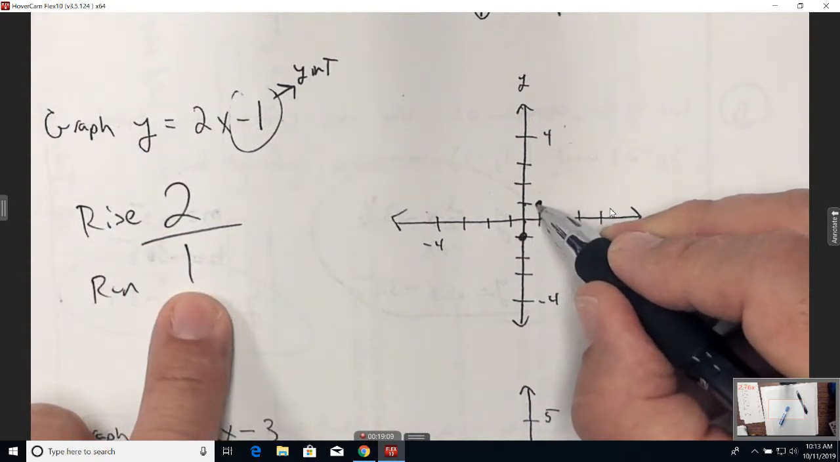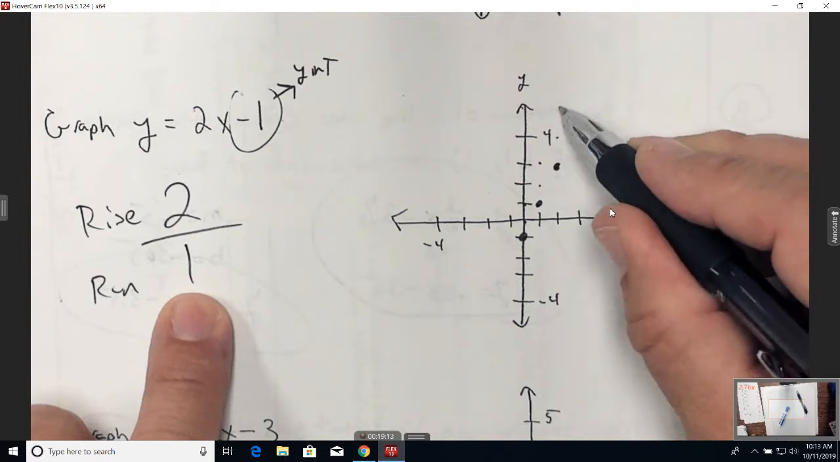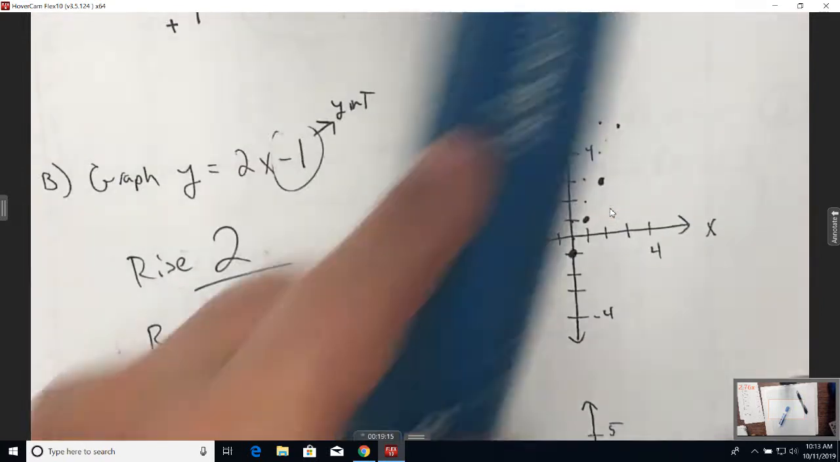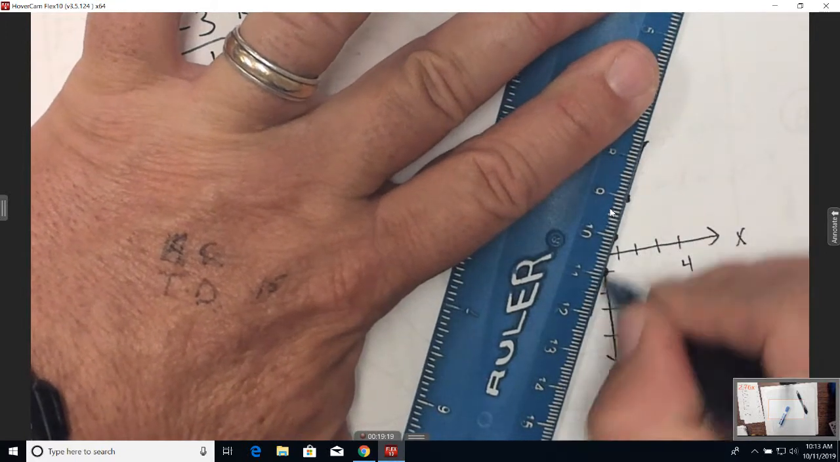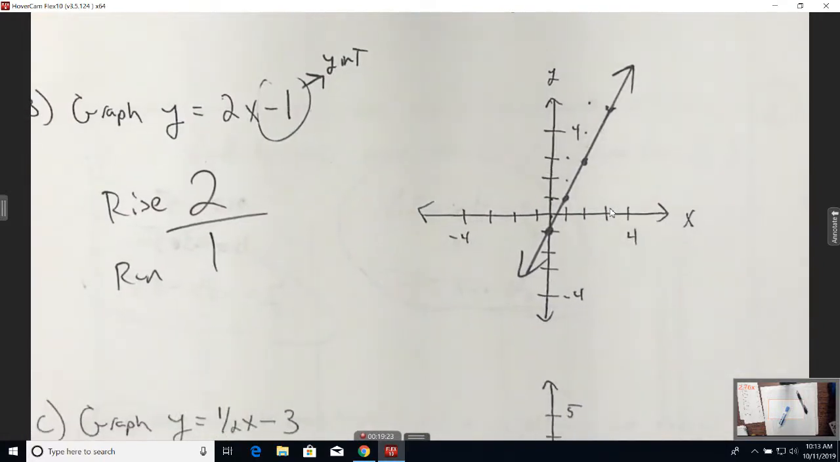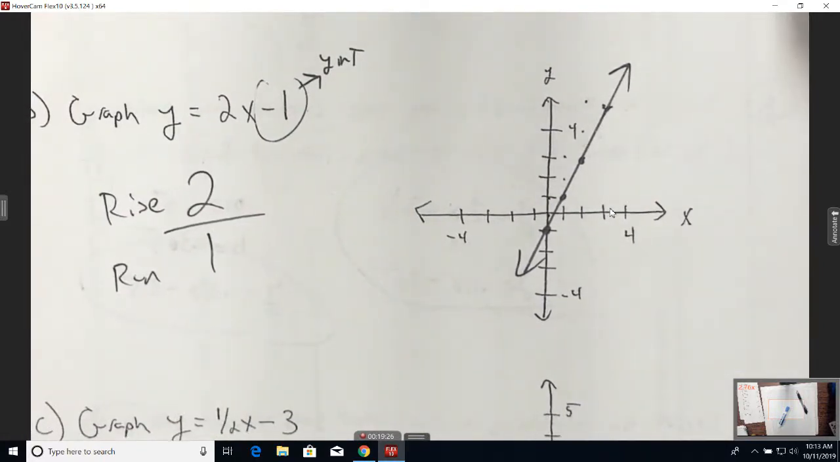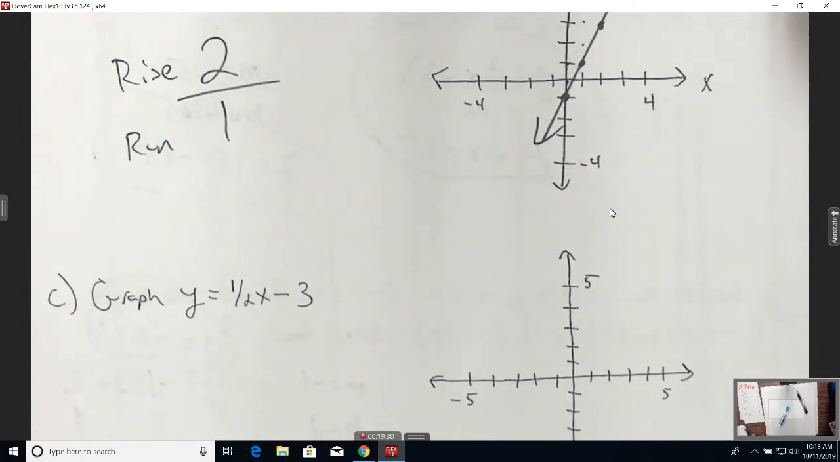There's another point. Rise up 1, 2, right 1. There's another point. Rise up 1, 2 to the right 1. There's another point. And then get your ruler and connect the dots. And there's a visual picture of that. Y is equal to 2x minus 1. Guys, this is way faster than even plugging it into your calculator. Okay, if you know that.